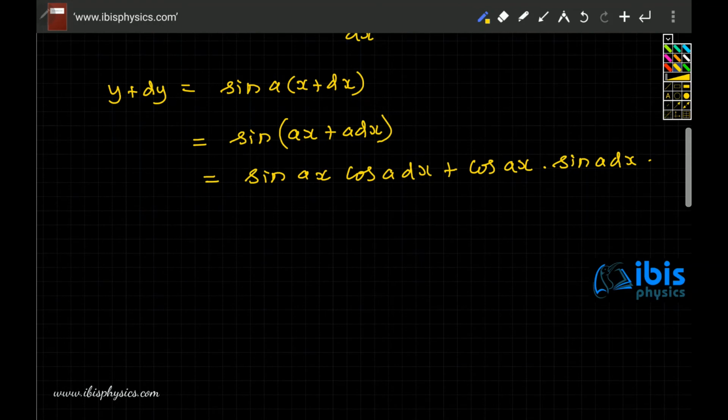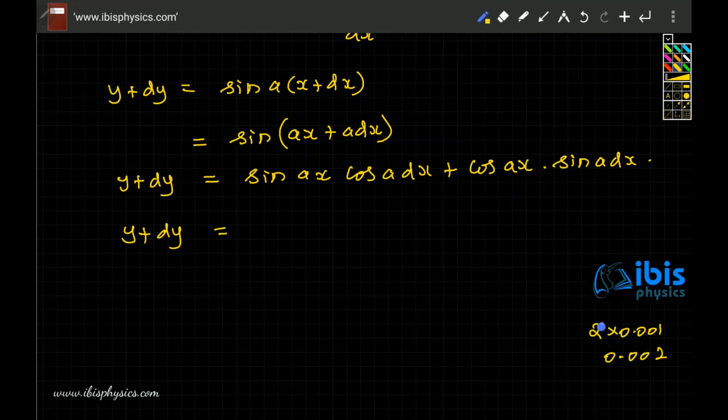See, the thing here you should note is, when you multiply anything with a small value, that becomes very small. Suppose 2 multiplied by 0.001, you will get 0.002. So when you multiply something with a small value, that becomes very small. So because dx is small, a dx is also small. Cos of a small value is 1, hence cos a dx is 1. Sine of this small value is this small value.